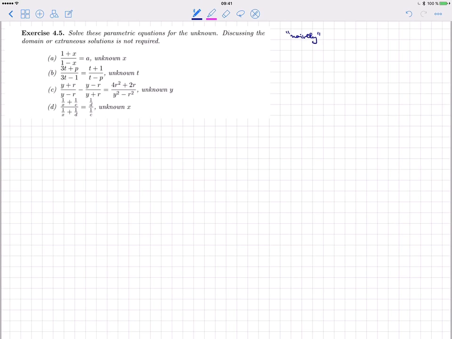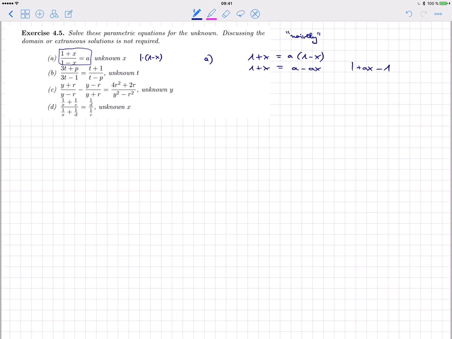So let's see, for number A, let's get rid of the fraction by multiplying with 1 minus x. So we get 1 plus x equals a times 1 minus x, which is a simple linear equation. So this fractional equation is actually just a linear equation in disguise, except for the value x equals 1, which would be an extraneous solution. So we solve our linear equation.